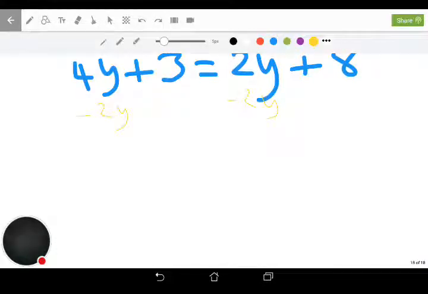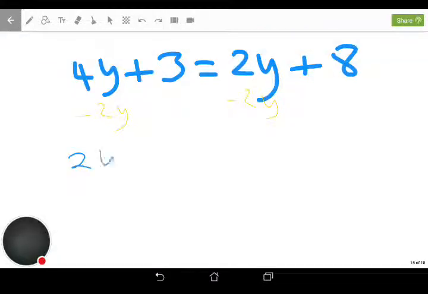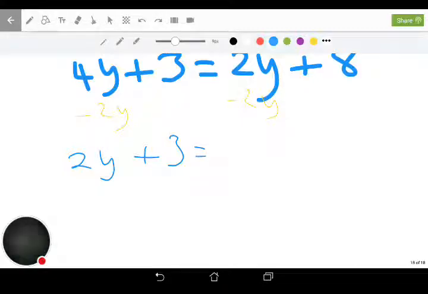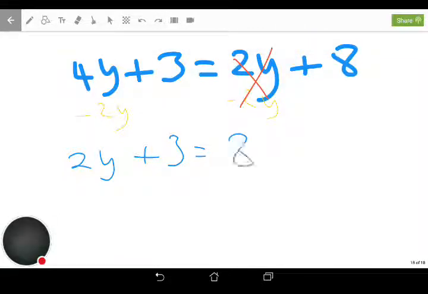Now, 4y, take 2y, leaves us with 2y. Then you've got your plus 3 equals. Now 2y minus 2y cancels out, so you're left with just the 8, and that's a plus 8, so we just put down 8. So now I've got 2y plus 3 equals 8.